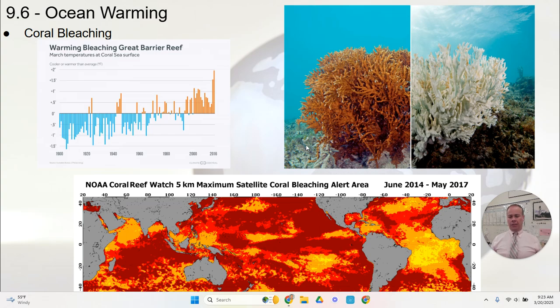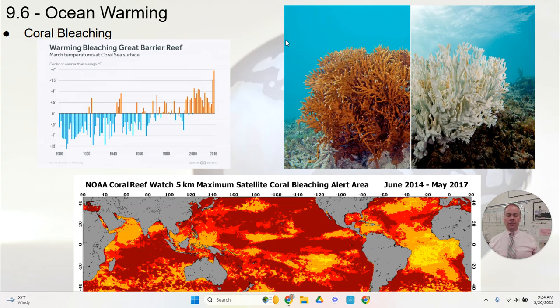Another major impact is coral bleaching. So coral reefs are ecosystems which are incredibly diverse. They are found throughout the oceans, and especially in the shallower parts of the ocean, and sometimes in large areas that we call reefs. And these corals provide habitat, mating, and spawning areas for many different types of marine organisms, but they are in serious danger.